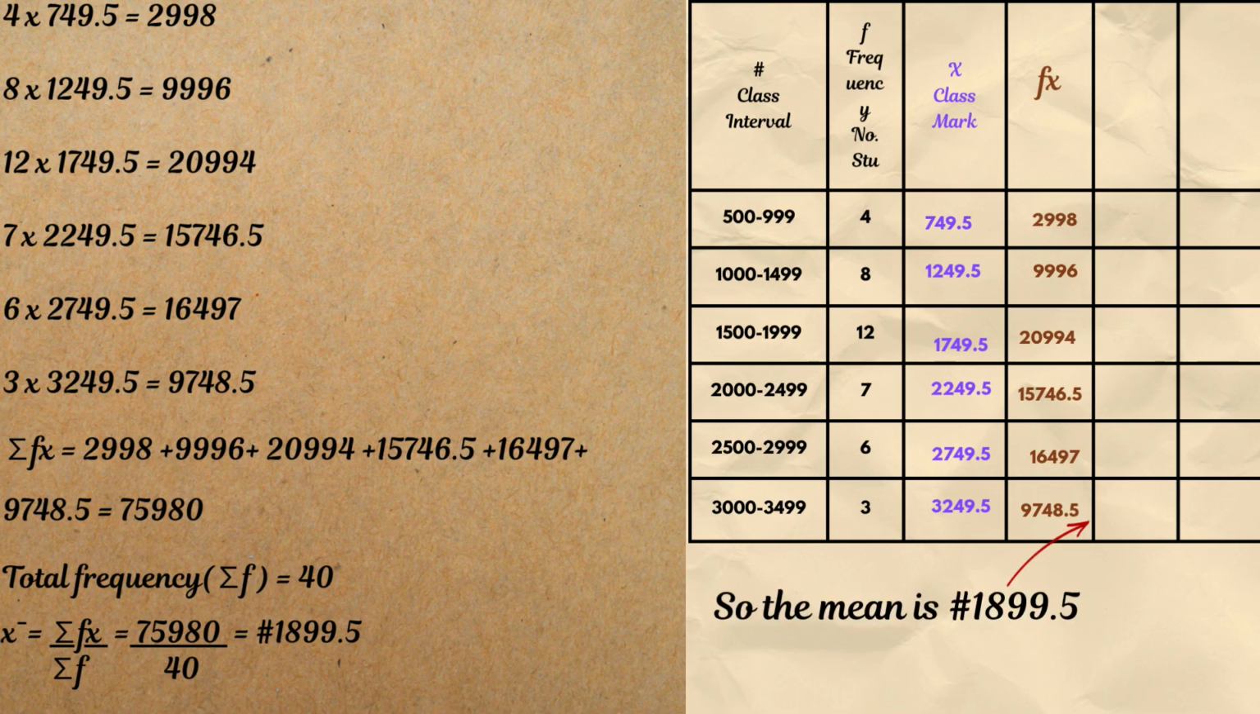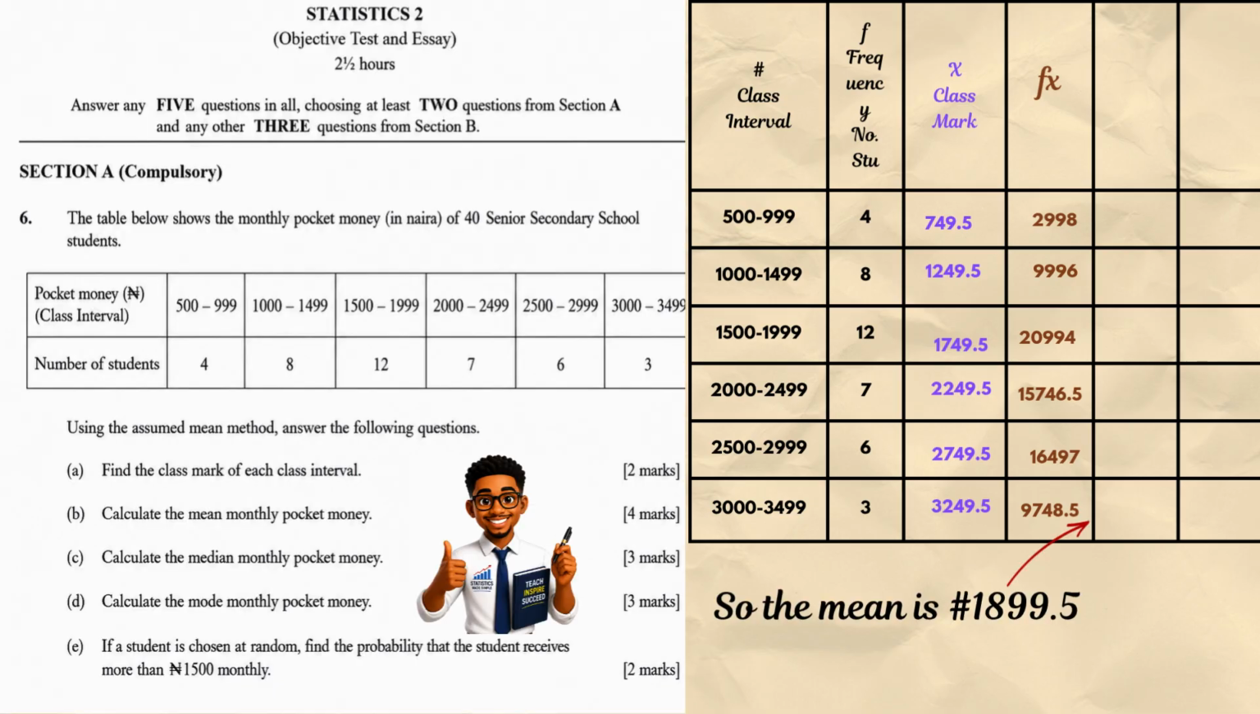Now notice something important. WAEC usually gives marks for formula, table, correct substitution, final answer. So even if you make small mistakes, showing your steps can still give you marks. Never leave your paper blank.